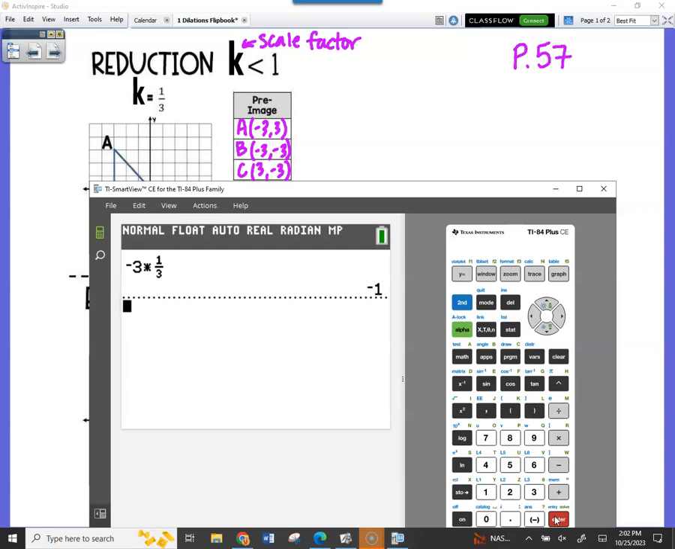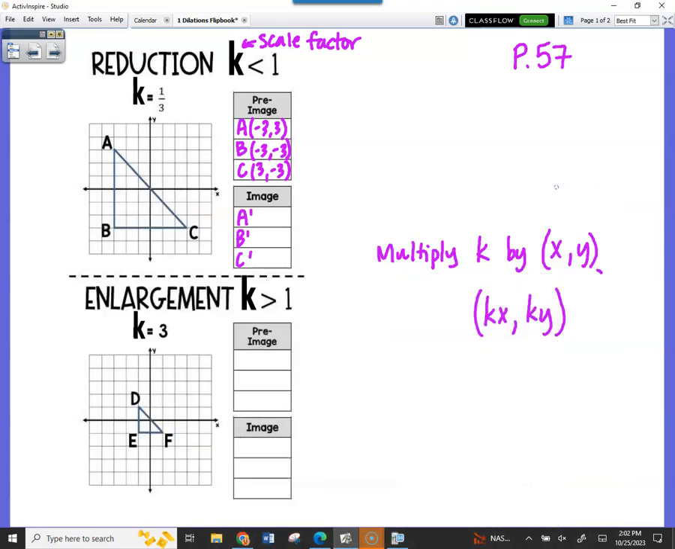Okay, so we got -1. Now, if I multiply 3 times 1/3, what am I going to get? 1. Now you're going to repeat with the remaining points. You're going to find B prime and C prime. And then I want you to go to your picture and graph it.